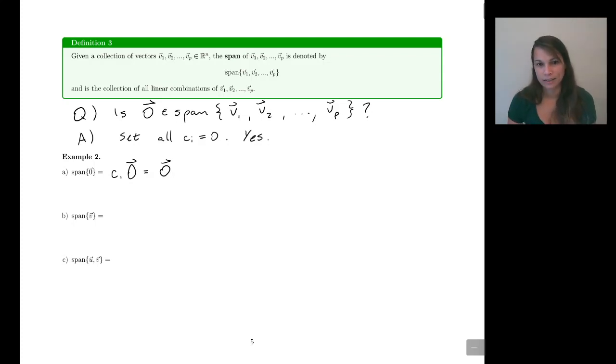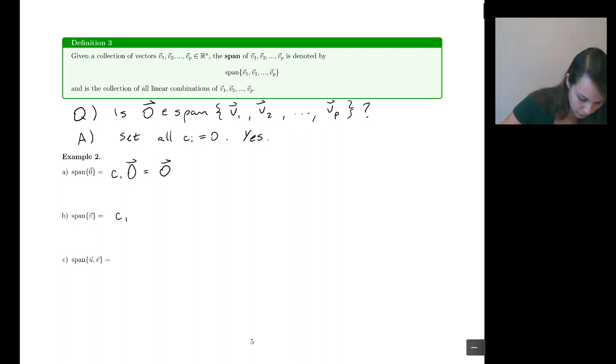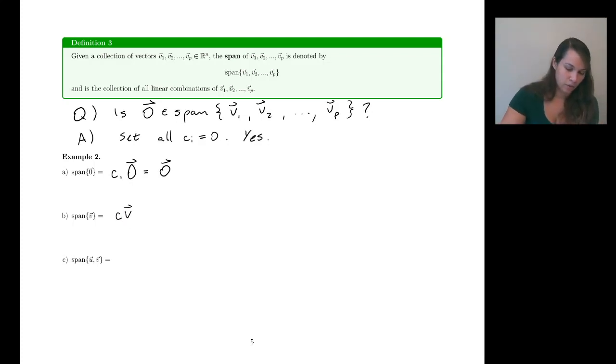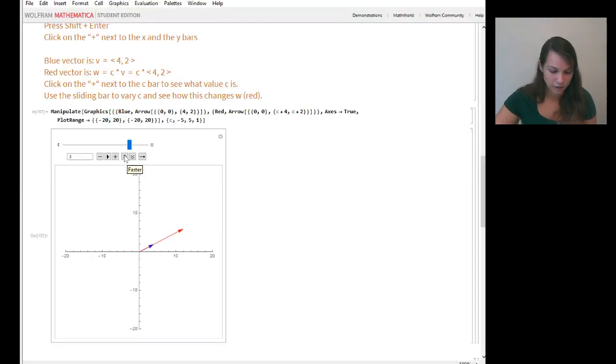So that's very unexciting. What about the span for V? This is going to be a little bit interesting. So we've got C1, or maybe just a C, times V. What does that look like, though? You can have anything multiplied by V, or any number. Well, let's go back. We actually know what that looks like.